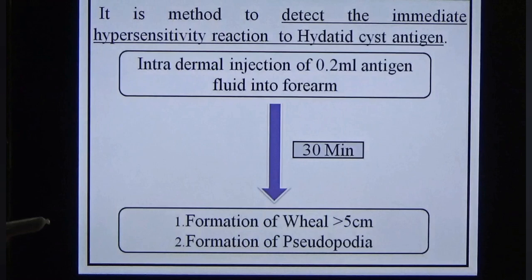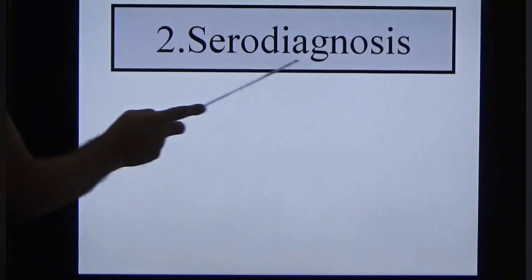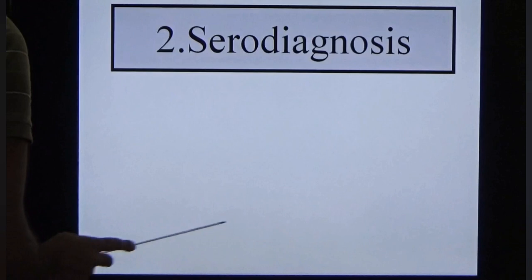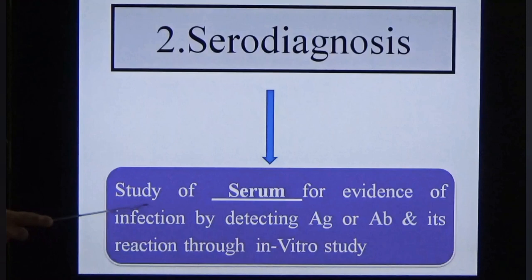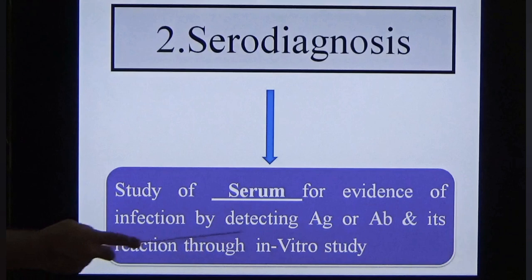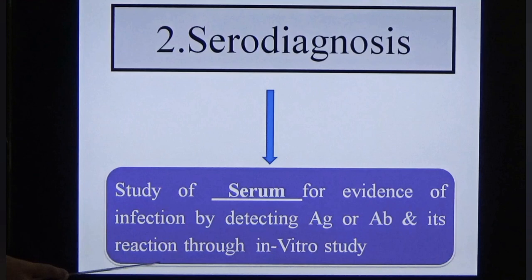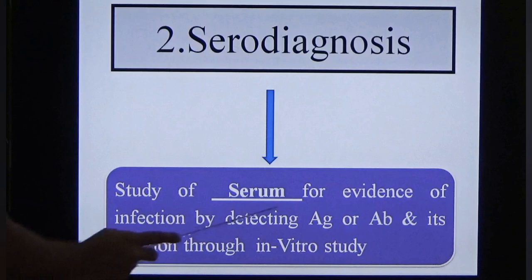Second one is the serodiagnosis. About serodiagnosis, I will explain properly in the immunology class, but here I am mentioning the common things which are needed. Okay, what is serodiagnosis? Serodiagnosis is nothing but the study of the serum for evidence of infection by detecting either antigens or antibody or their reaction, the antigen-antibody reaction, through in vitro study. So it's nothing but the study of the serum for diagnosing infections.